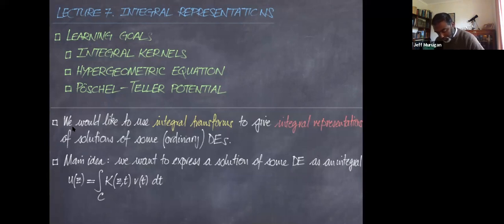So this is some contour in C. This guy here is known as an integral kernel, and it's going to be the crux of what we're planning on doing. And the function v is some unknown function to be determined.